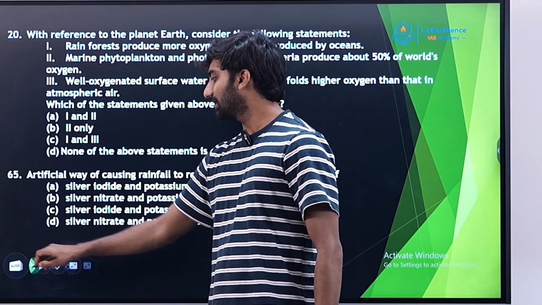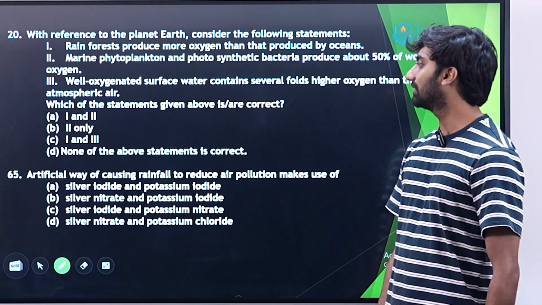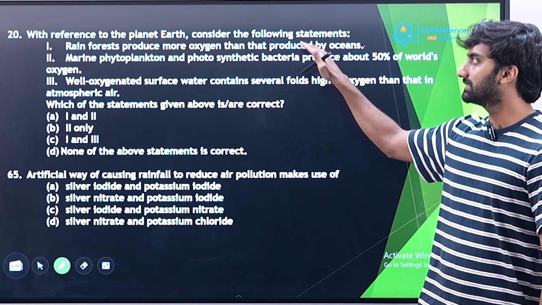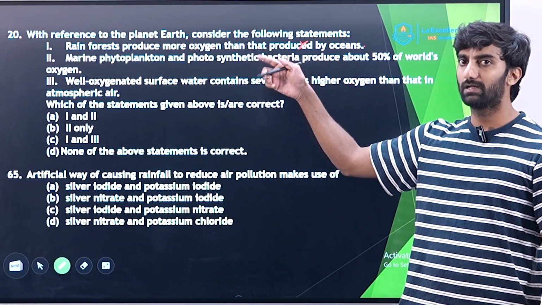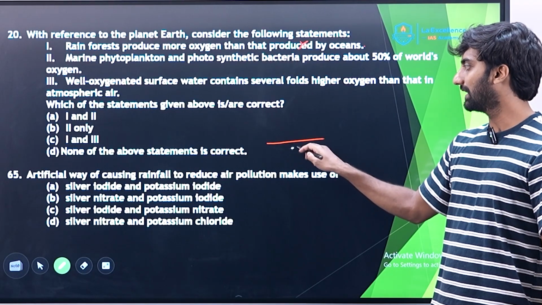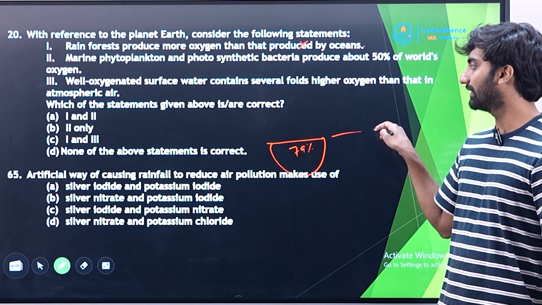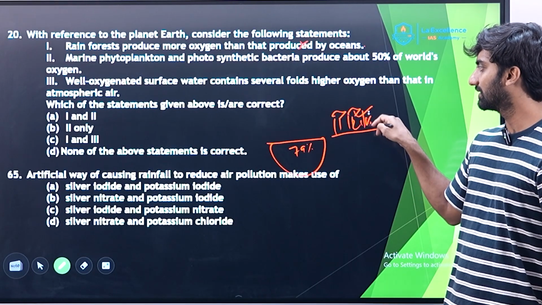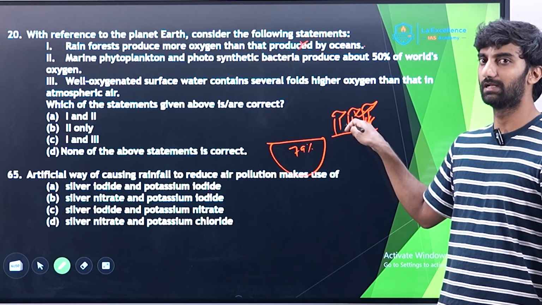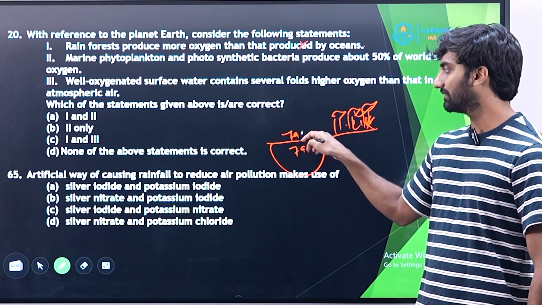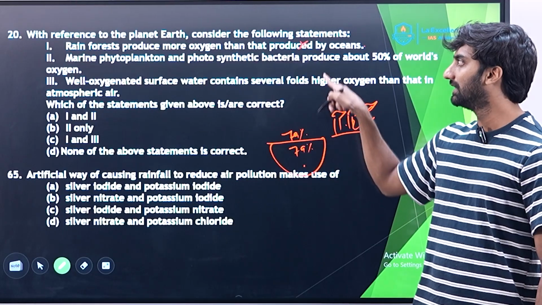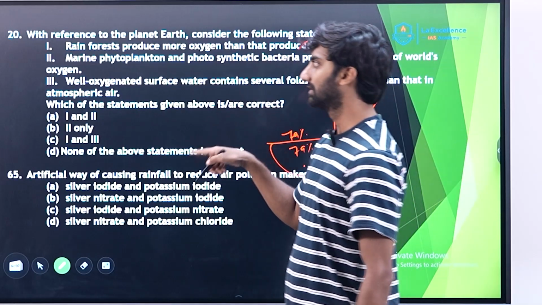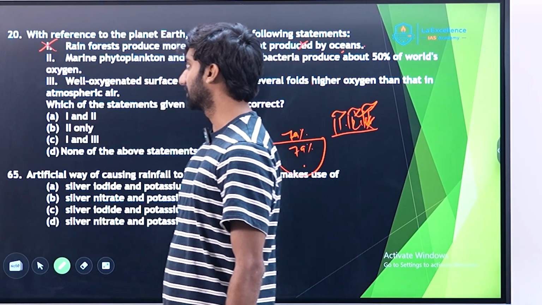Then we have question 20. So with reference to planet Earth, consider the following statements. Rainforests produce more oxygen than produced by oceans. This statement is not true. So we can decode using our knowledge. We know 79% of the globe contains water bodies, only 21% of the globe contains land. On this land, forests are there. The percentage of forest within this land will be relatively less. If there is 79% water or oceans on Earth's surface, technically also, logically also, oceans should produce more oxygen, not rainforests. So rainforests produce more oxygen is not correct.